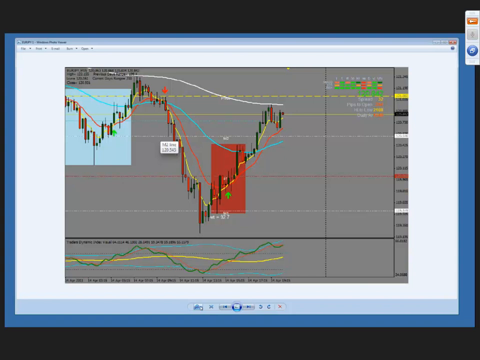Skip has a question, how lopsided of a W will you take? Doesn't really matter to me. As long as the second leg is a little bit higher or even equal to the first leg, I'm going to take it. If everything else matches up, I'm going to take it.